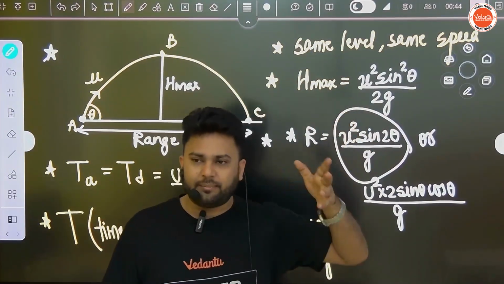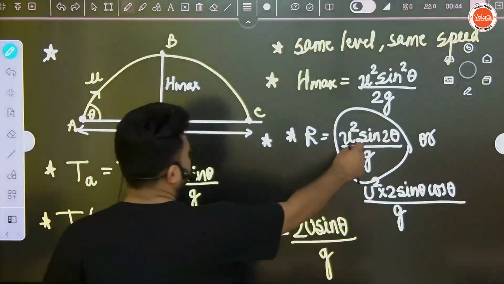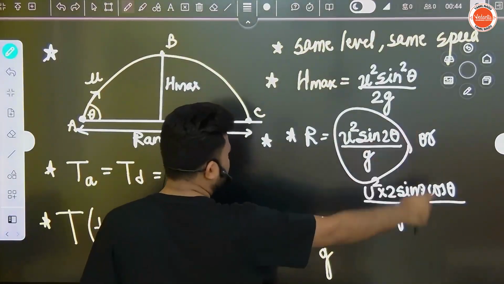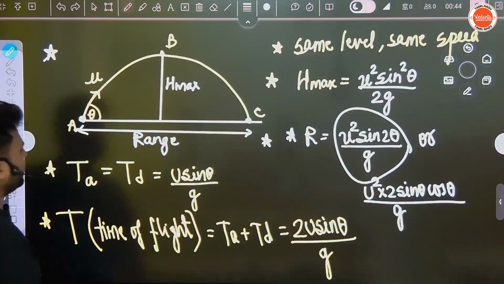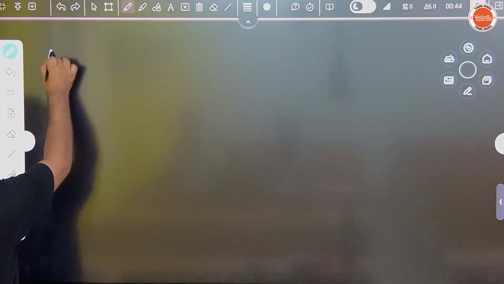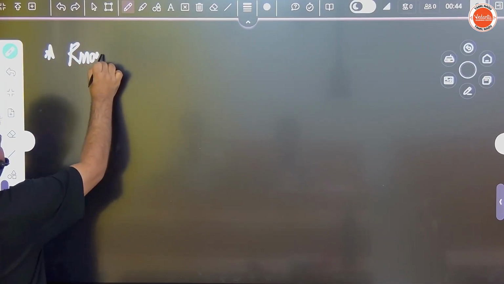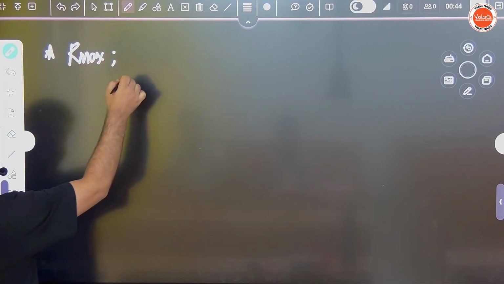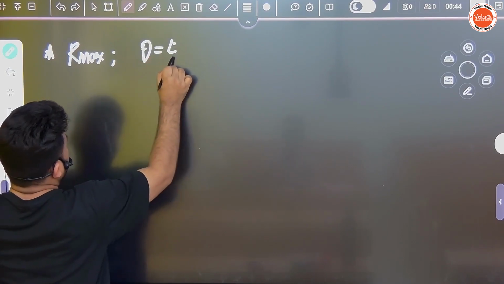You know na, sine theta maximum value is what? 1. Means this sine 2 theta value should be 1. Means 2 theta should be 90 degrees. Sine 90 degrees is 1. So see, range maximum. What is the condition for range maximum? For range maximum, 2 theta should be 90 degree or theta should be 45 degree, 90 by 2.